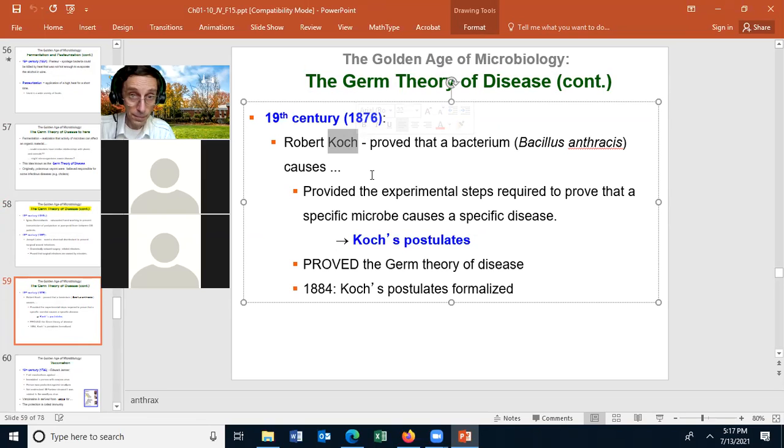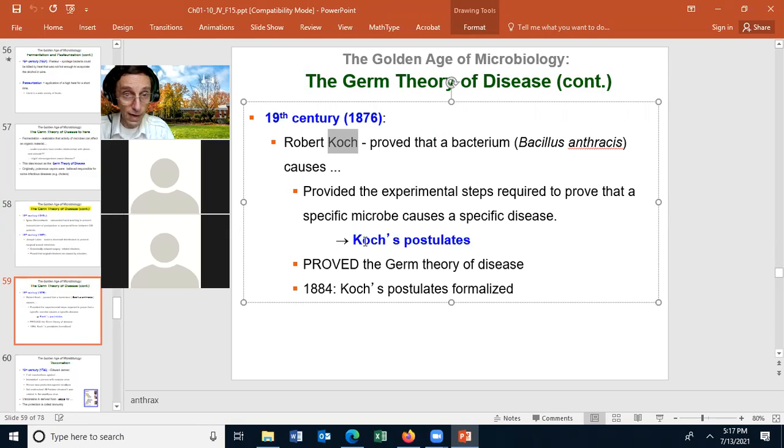And then he wrote up the procedure he used, the experimental steps required to show that a given microbe caused a specific disease. These steps are known as Koch's postulates. And this proved the germ theory of disease because he showed a bacterium was capable of causing a disease. Okay? Any question about any of that?